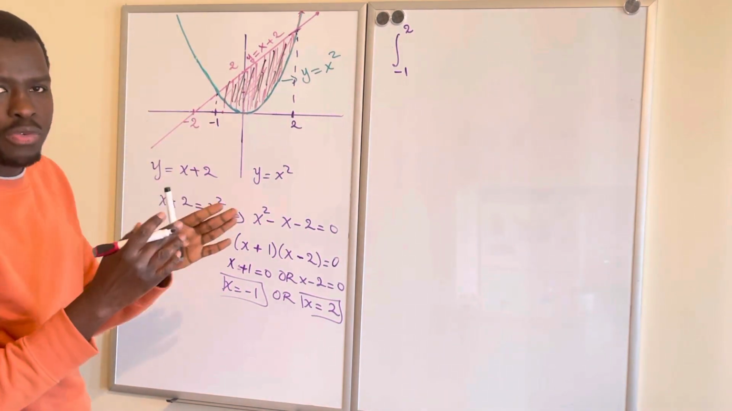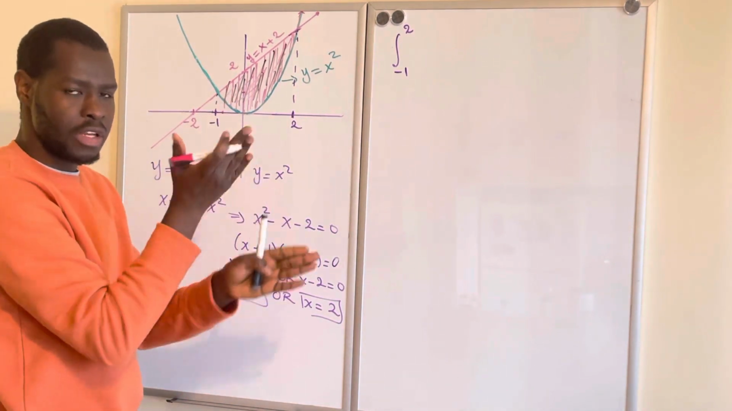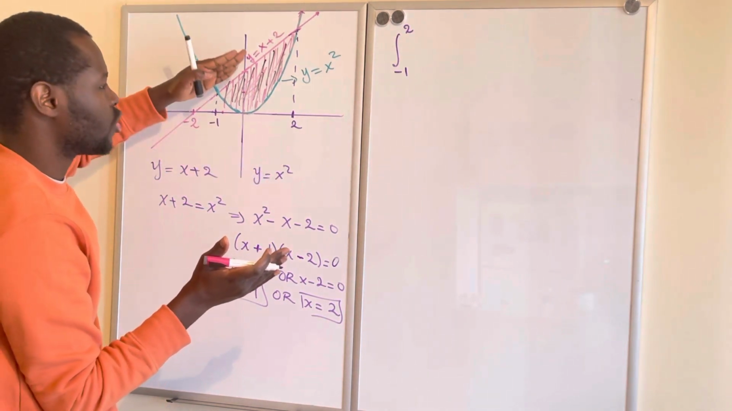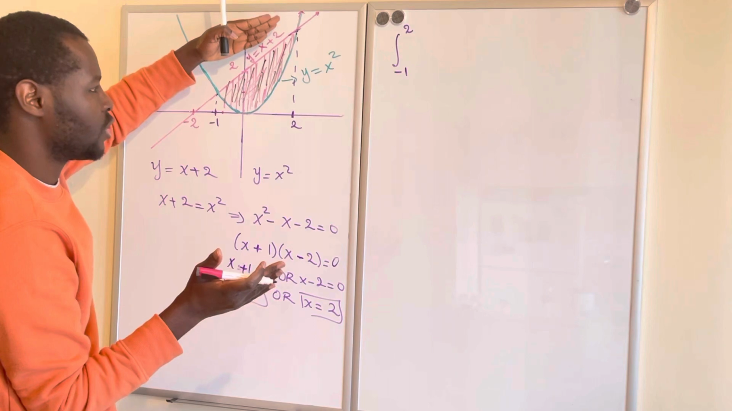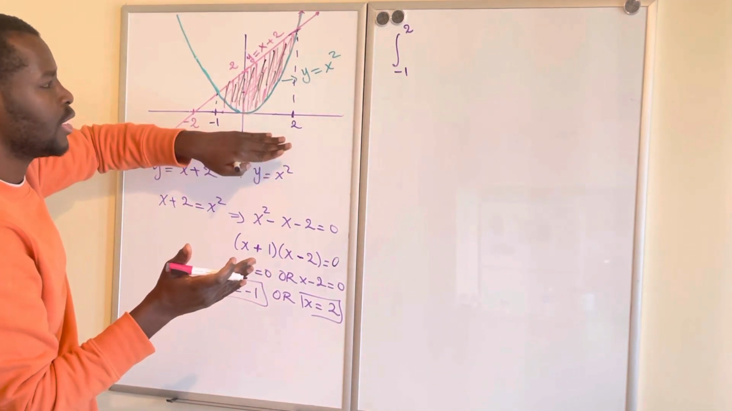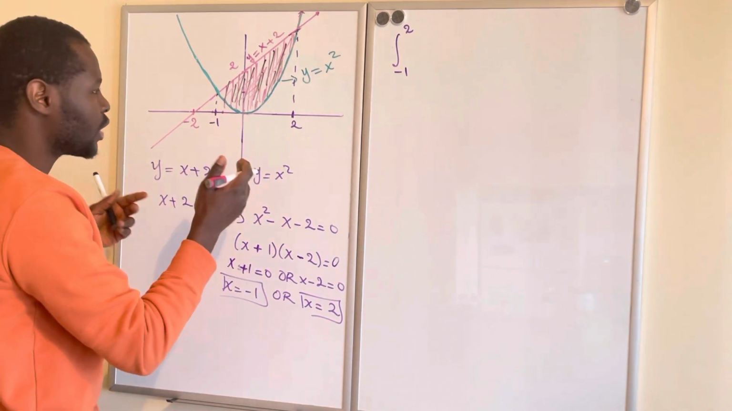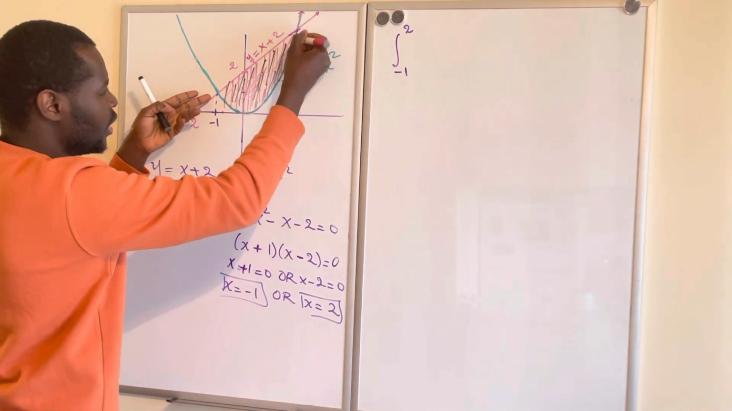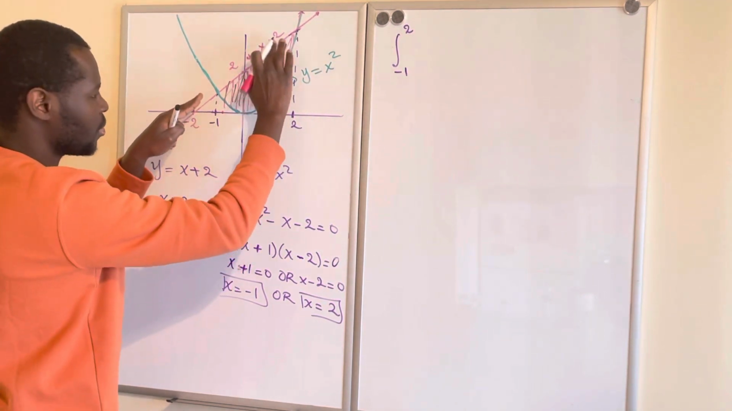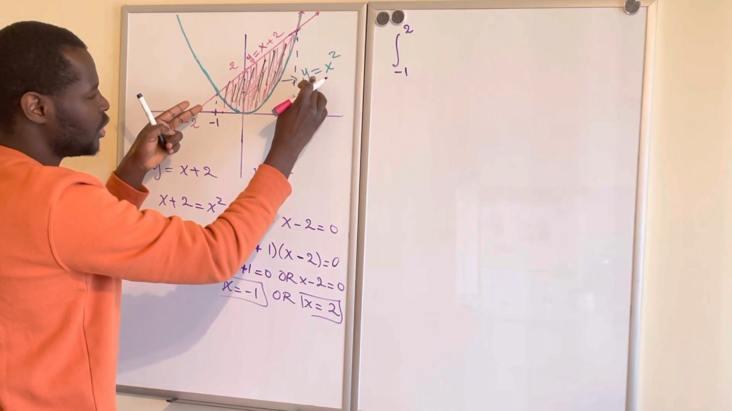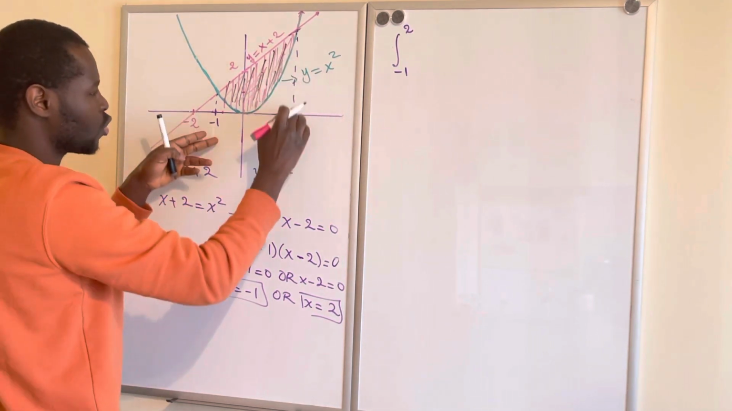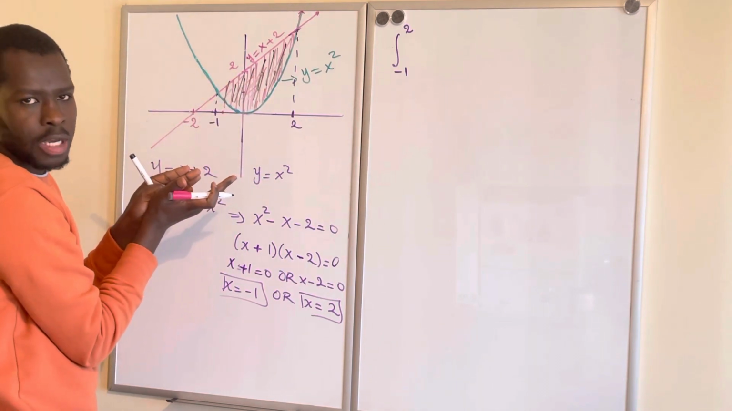When you have two functions, one overlapping the other, you always take the top one minus the bottom one. So what's the function at the very top? It's x plus 2. Which one is at the bottom? It's x squared. So we'll take x plus 2 minus x squared. In other words, you evaluate the integral from -1 to 2 of x plus 2, and then the integral from -1 to 2 of y equals x squared, and then you take the difference.